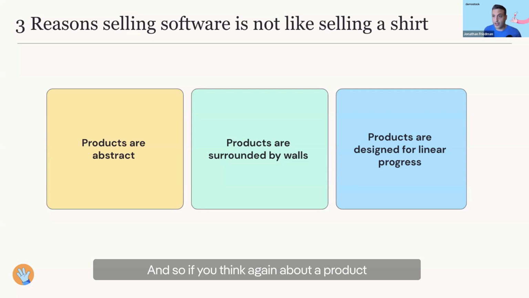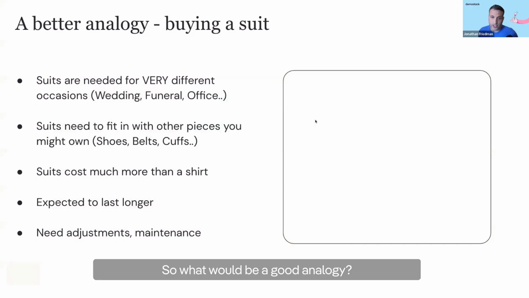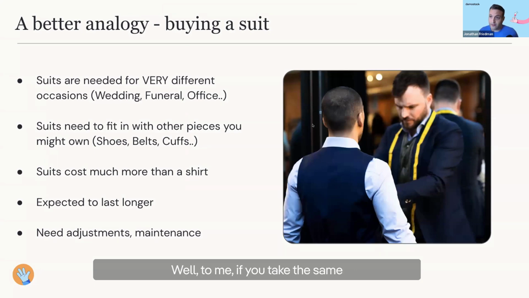And so if you think again about a product like a shirt, obviously that doesn't have any of these complications, which we're referring to here. So what would be a good analogy? Well, to me, it's like buying a suit, right? Why is it that way? Well, they're very different use cases.